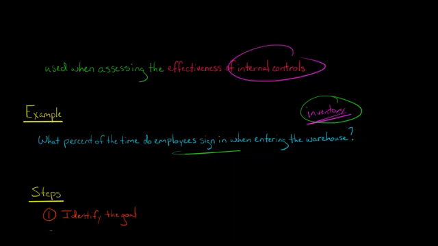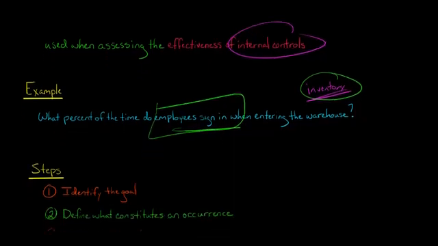So here would be the steps. First of all, we have to identify what is our goal. Well, our goal would be to see, is this internal control effective? We have an internal control of employees are supposed to sign in, but maybe we have a camera at the entrance to the warehouse and we can look and see, did they actually sign in or not? So we want to go and see, okay, is that internal control actually working? Are the employees actually signing in or not? Okay, if they're all signing in, then we say, okay, the internal control is working.